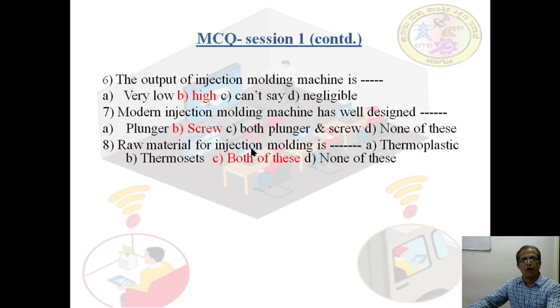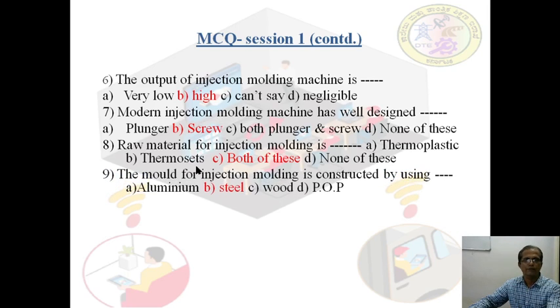Raw materials for injection molding is a dash. So here the options are thermoplastics, thermosets, both of these, none of these. Of course, in most machines we can process thermoplastics, but some specially designed machines are available in which we can make use of thermoset raw material even. So the answer to question number 8 is both of these. That means thermoplastics and thermosets both can be processed.